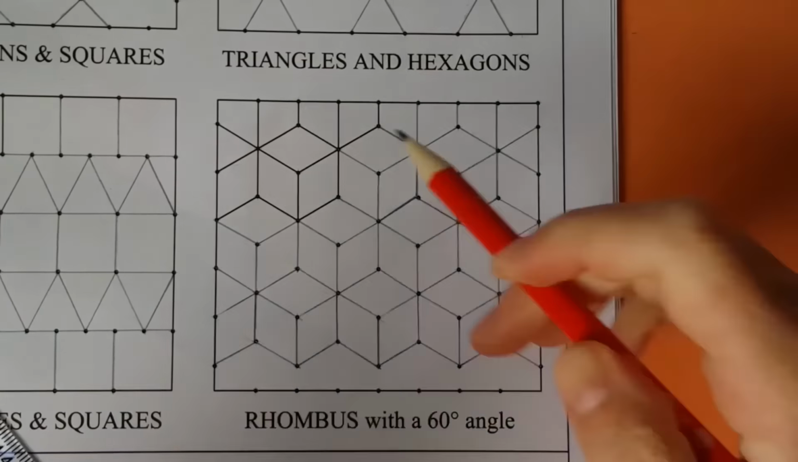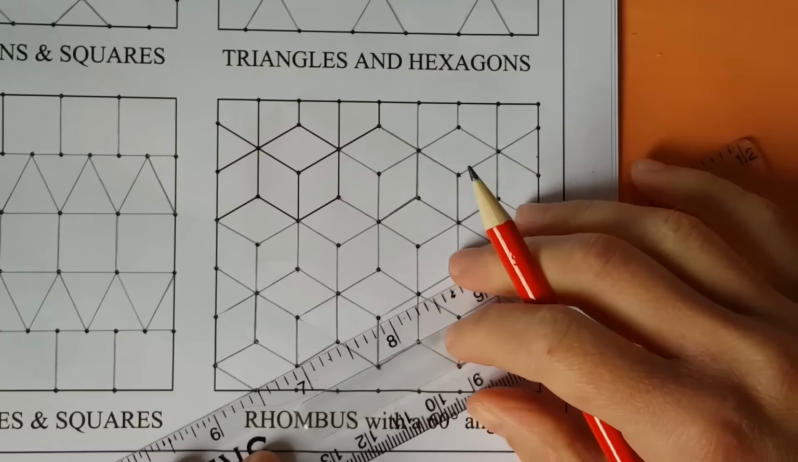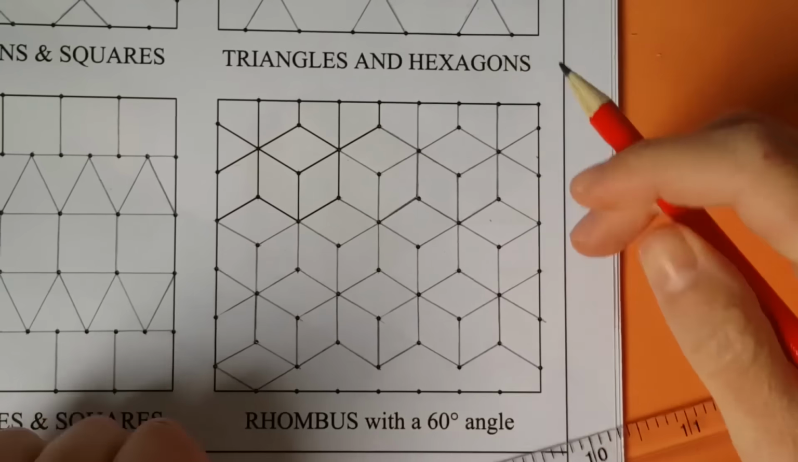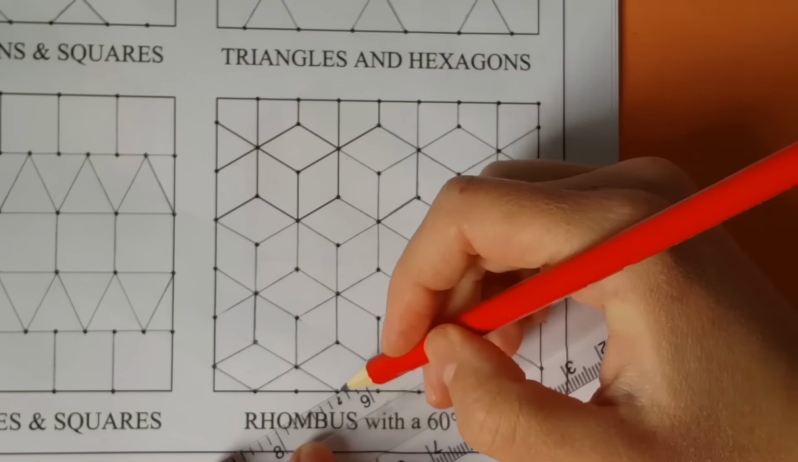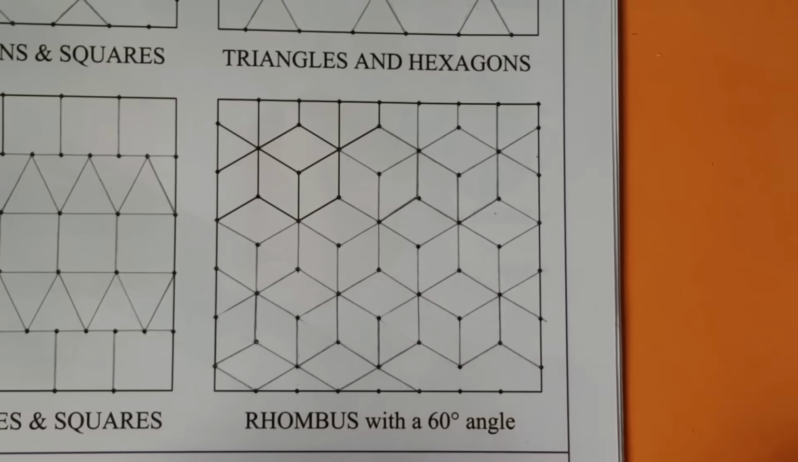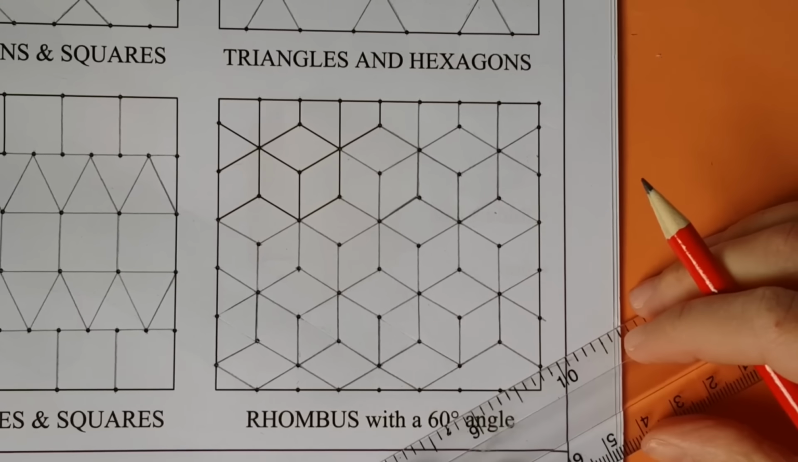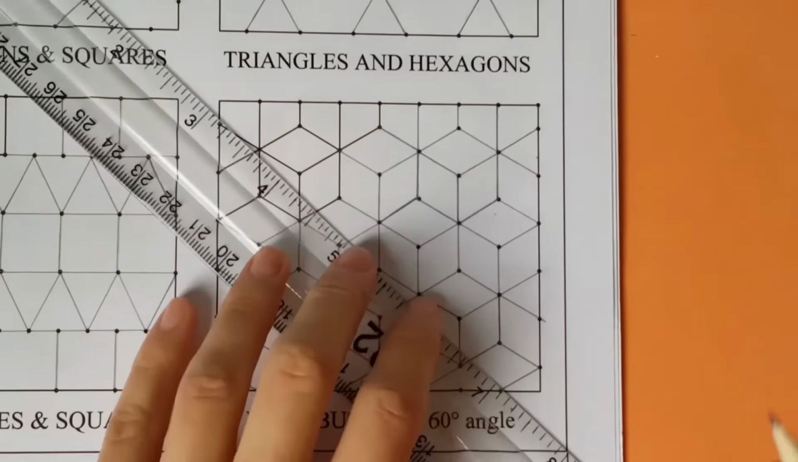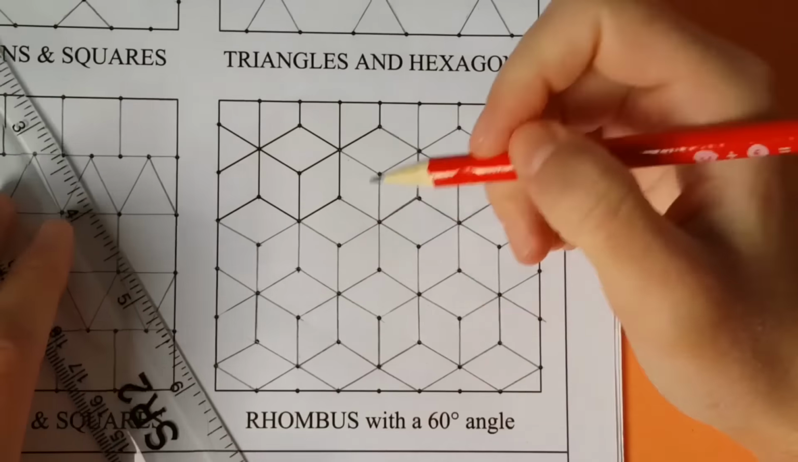Okay, now let's finish the last row of rhombuses or diamonds, whatever you want to call them in this position. And let's finish the last row of vertical lines. And there you have it. This tessellation made out of rhombuses is finished.